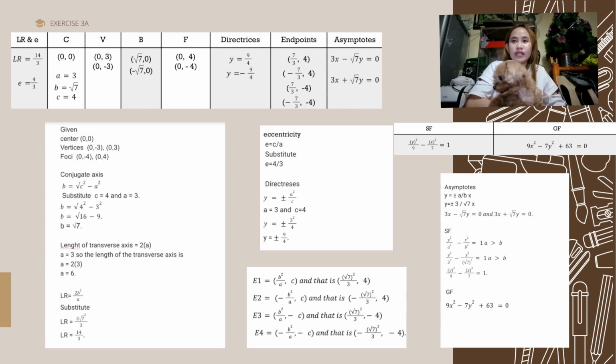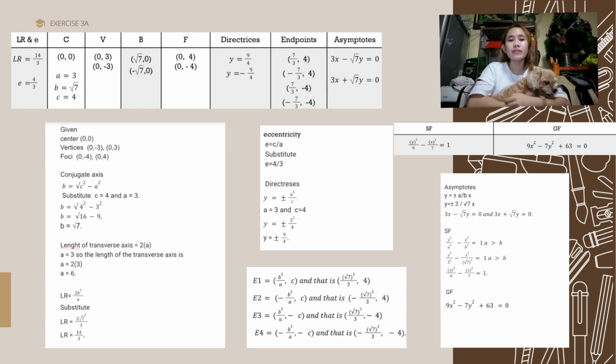So, substitute ulit. Our endpoint 2 is negative 7/3 and 4. Next naman, yung endpoint 3 naman natin na b squared over a and negative naman yung c. Substitute ulit. Our endpoint 3 is 7/3 and negative 4. And endpoint 4 naman, pareho naman silang negative. Yung negative b squared over a and negative naman yung c. Substitute ulit natin. After naman yung substitute, our endpoint 4 is negative 7/3 and negative 4.